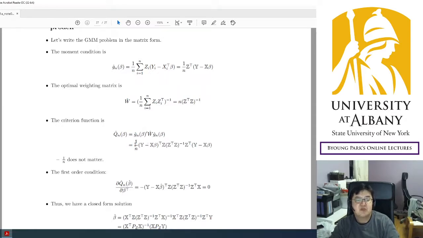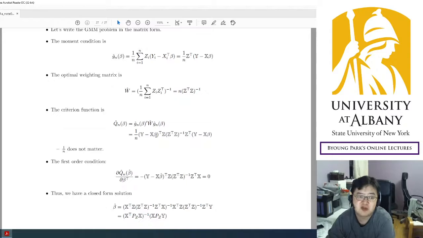If you take the first order condition of this criterion function, differentiating with respect to beta, there is one beta and there is another beta. So actually there should be a 2 in front of this. You have to multiply by 2 here, but it will be cancelled out by dividing by 2 on both sides. The 2 will be gone, and the 1 over n will be gone for the same reason. So you have this equal to 0.